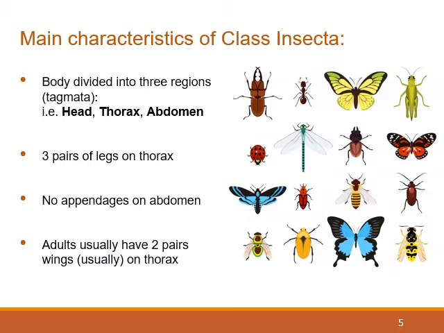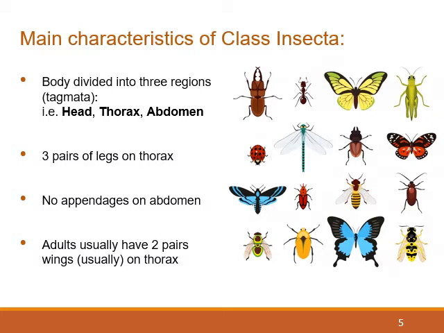You tend to not find any appendages on this 3rd abdomen section, but as well on the thorax of adults, you usually find 2 pairs of wings extending outwards. It can be quite difficult to see in certain insects where these appendages are coming from.